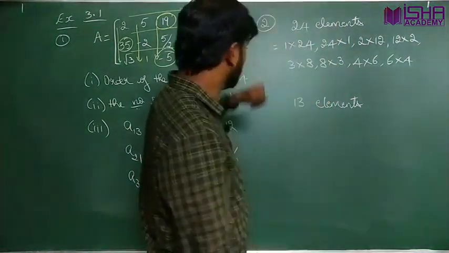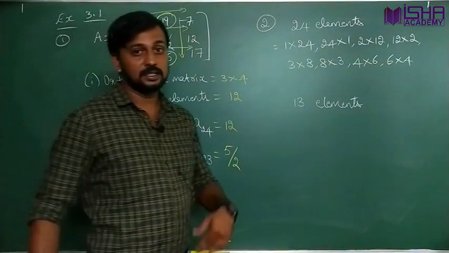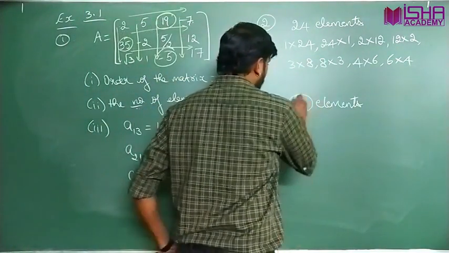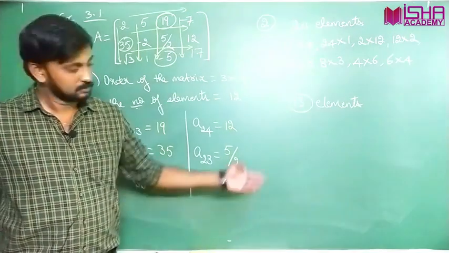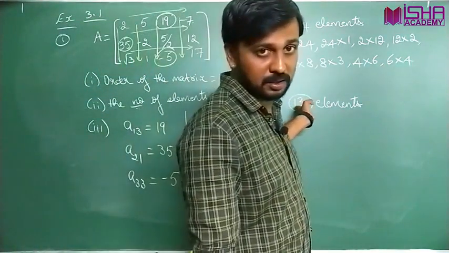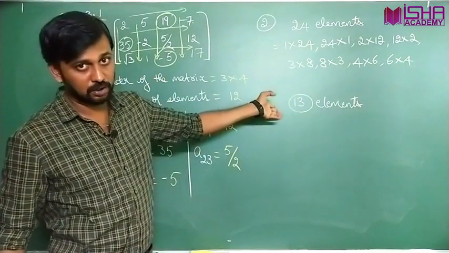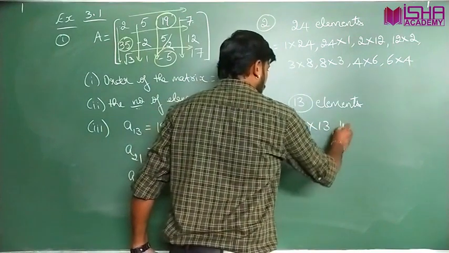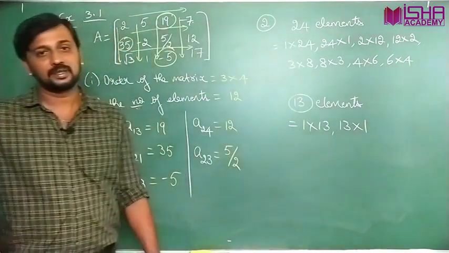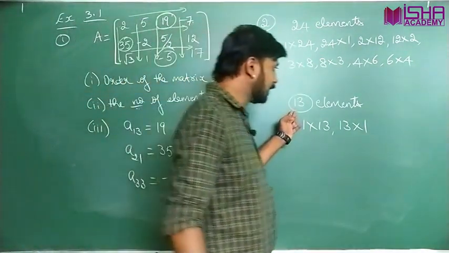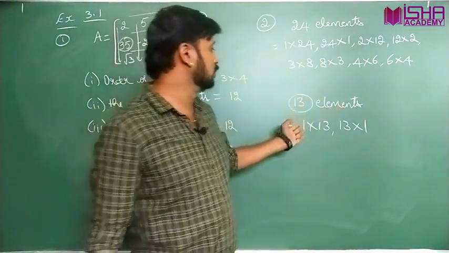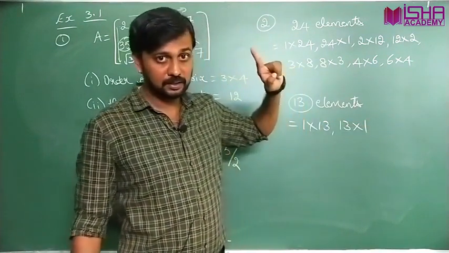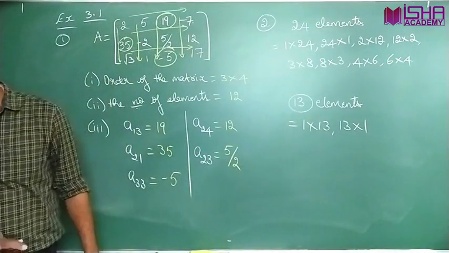Clear? Now the sub-question: what if it has 13 elements? You can note that 13 is a prime number. What do you mean by a prime number? A number divisible by only 1 and itself is called a prime number. So here there are not many orders: 1 cross 13 or 13 cross 1. Therefore the possible orders will be 1 cross 13 or 13 cross 1. Clear?